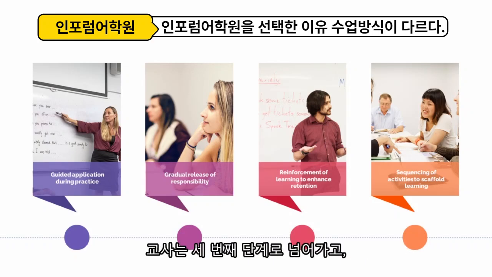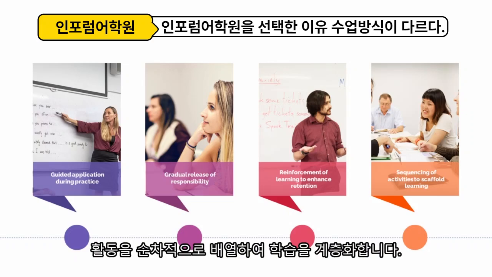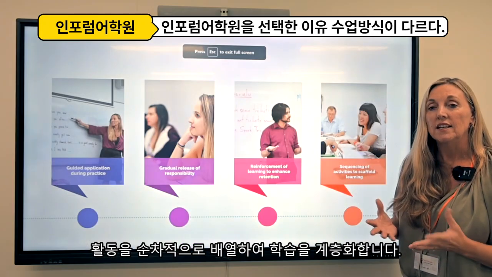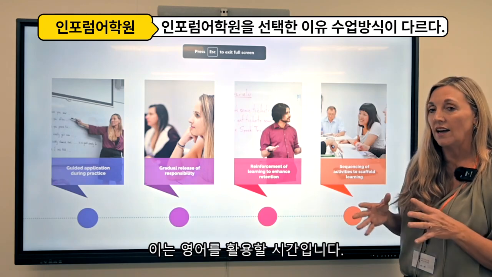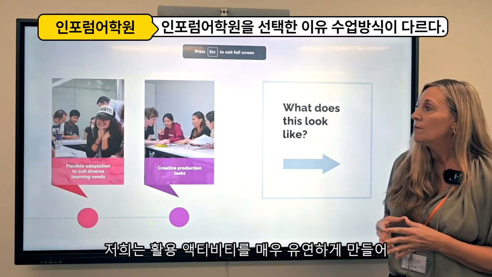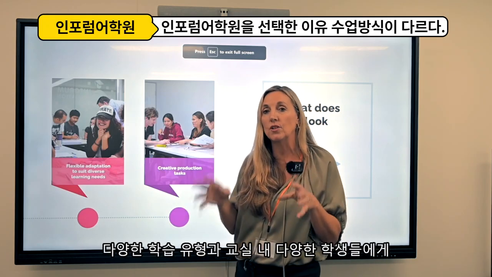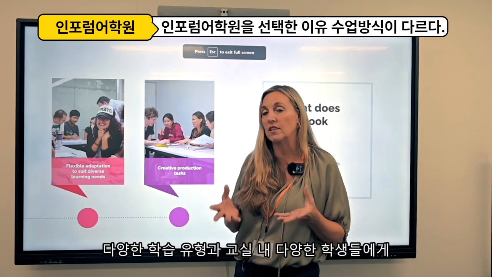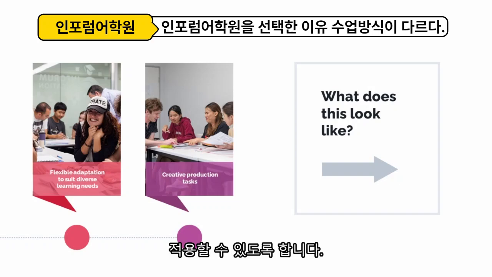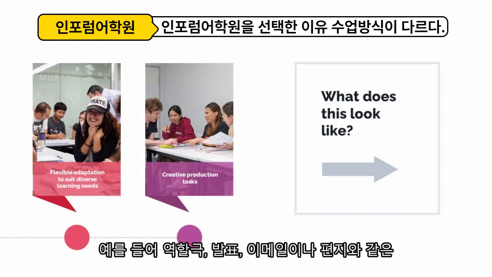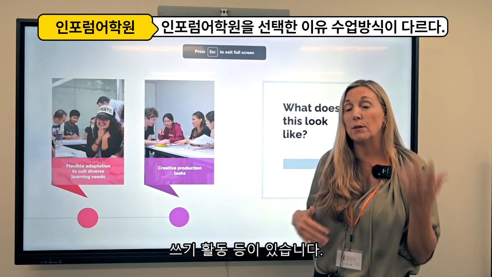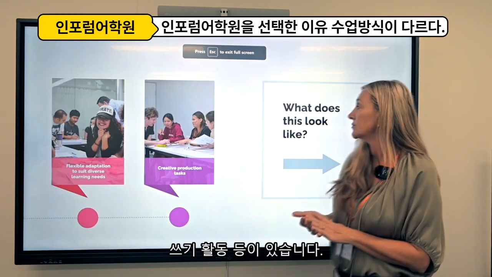The teacher will then go into the third stage and they will sequence the activities to scaffold the learning. This is the production time. We make the production activities quite flexible to adapt to the different types of learning and the diverse type of students that are in the classroom. And then we use creative production tasks. For example, it could be a role play, it could be a presentation, it could be a written activity, for example, an email or a letter.